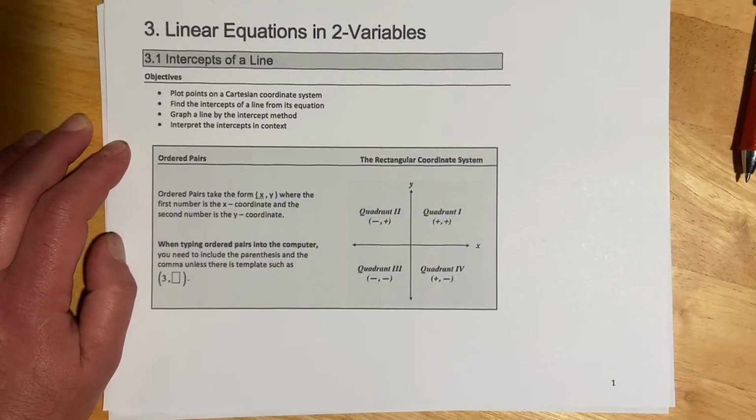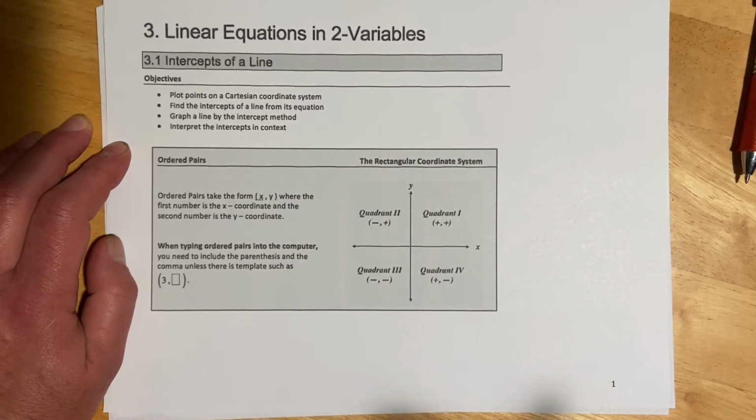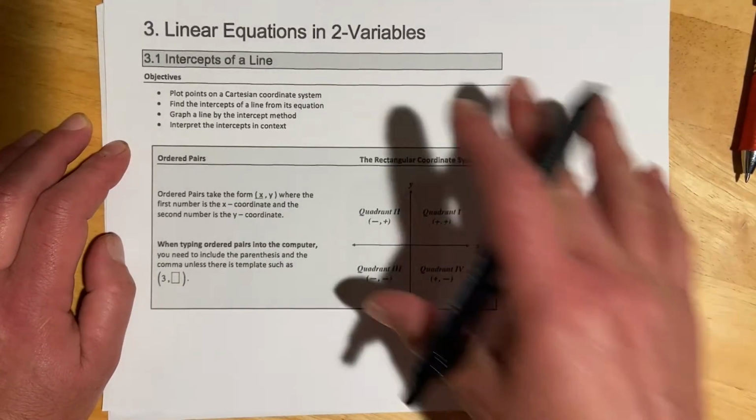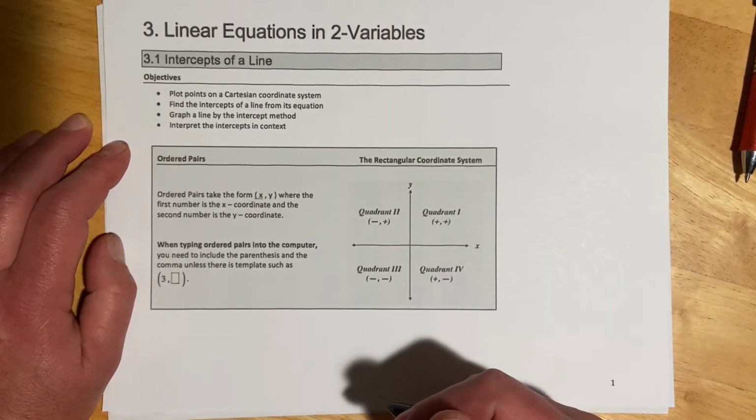Hey everyone, this is Derek, and this is starting off chapter 3, which is going to be linear equations in two variables. And in this first section, we're just looking at kind of remembering how to plot points, the Cartesian coordinate system, and then finding intercepts of a line.